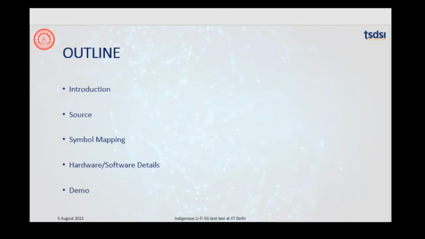That will include the introduction about the block diagram of the physical layer of the Li-Fi link, the source that we have used in the demo, and the symbol mapping. This symbol mapping will depend on the type of modulation scheme we have used. I'll also provide you the software and hardware details that we have used in this demo.